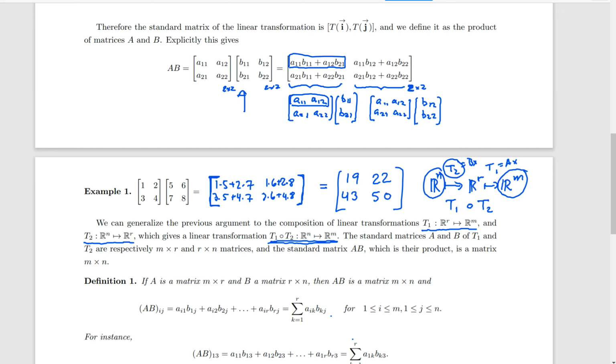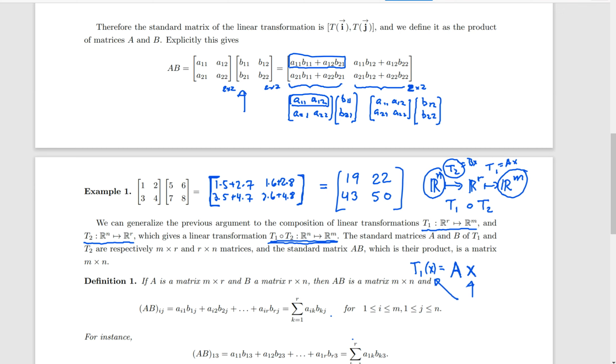And if we keep reading, the standard matrices A and B of T1 and T2 are respectively M by... Okay, yeah, so let's talk about the dimensions. If we look at A now, A applies to a vector X, right? So that's A is T1 of X, so that's going to be AX. Now X is that same X here.